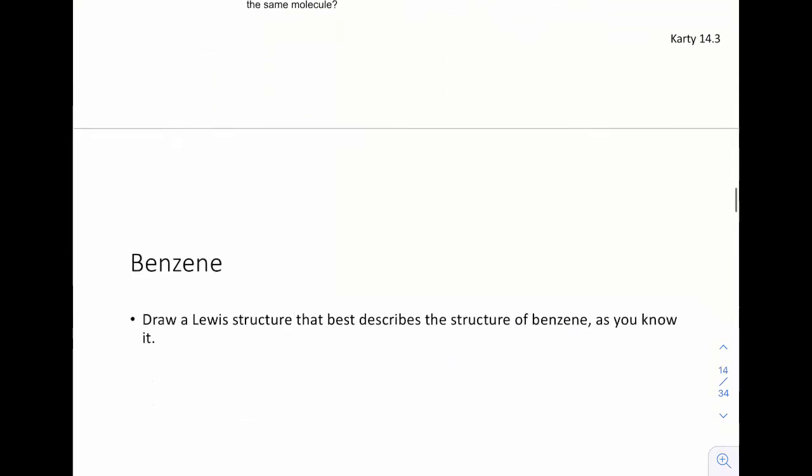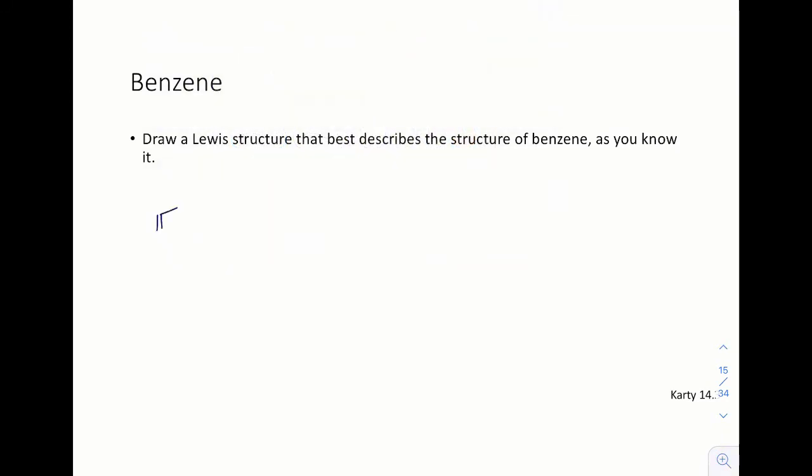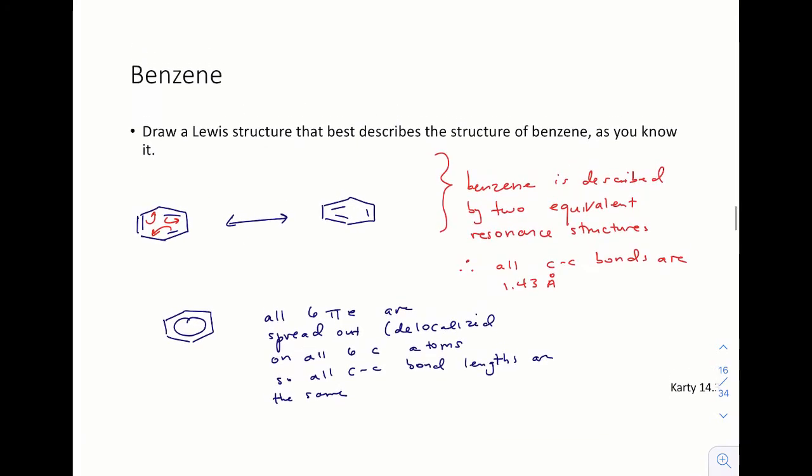Eventually, chemists realized that benzene is best described by two resonance structures. These resonance structures are equivalent, and each of the carbon-carbon bonds has a bond length of 1.43 angstroms. Sometimes benzene is drawn like this to show that all of the carbon-carbon bonds are the same. In fact, there are 6 pi electrons spread out, or delocalized, over all 6 atoms of the ring. Thus, all those carbon-carbon bonds are the same length.